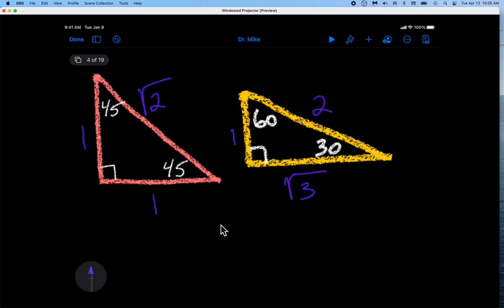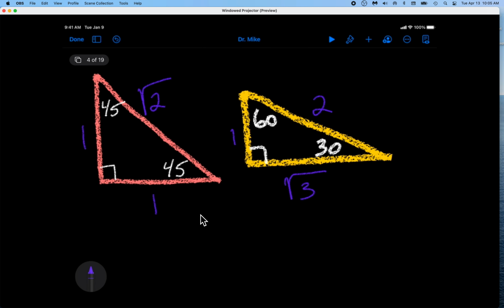Okay, so notice, again, on the triangle on your left, because these angles are equal, these sides are equal. And on the right, the side opposite the 30 is the smallest. Square root of 3 is about 1.7. And the side opposite the 90 degree angle is the largest.